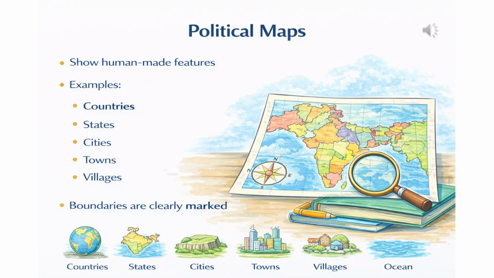Political maps show human-made features. These are things made by people. They show countries, states, cities, towns, and villages. In political maps, boundaries are clearly marked, so we know where one area ends and another begins.